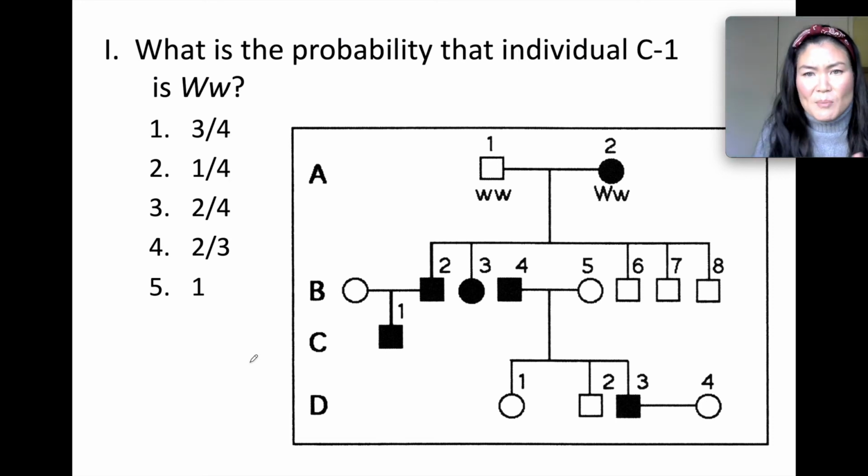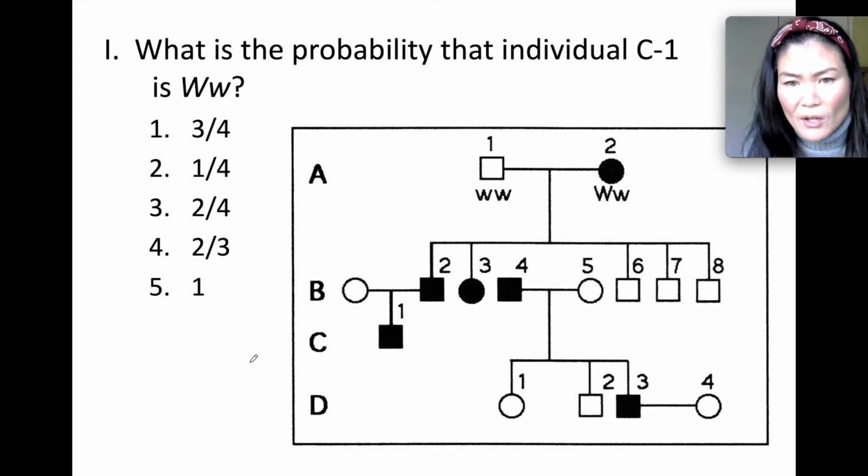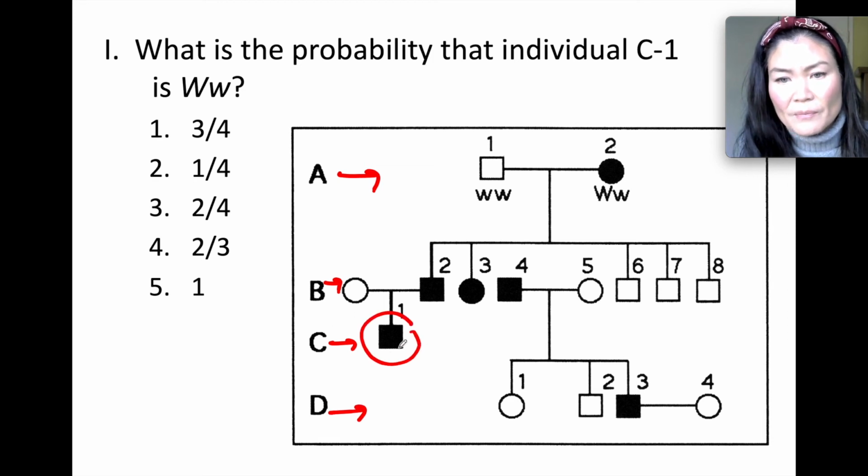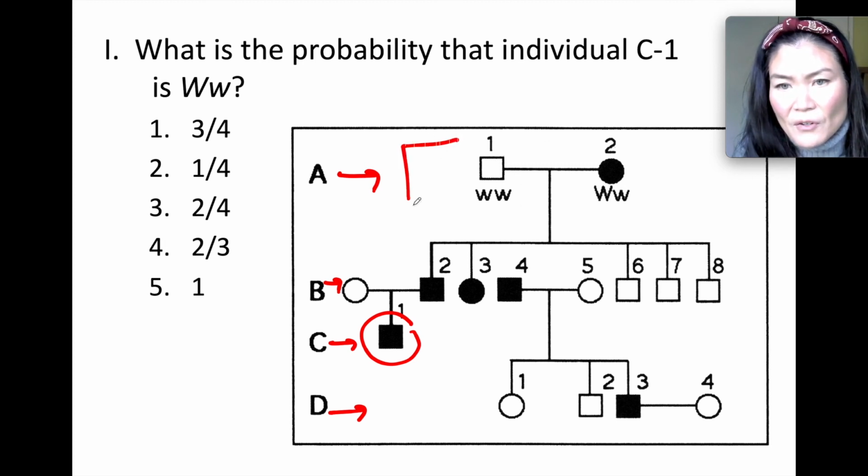Okay, what is the probability that individual C1, okay, so these are the generations, like this is generation A, this is generation B, this is generation C, this is generation D. It's asking about this one. What's the probability that individual C1 is big W, little w? So in order to do that, we kind of have to do a Punnett square with generation A first.